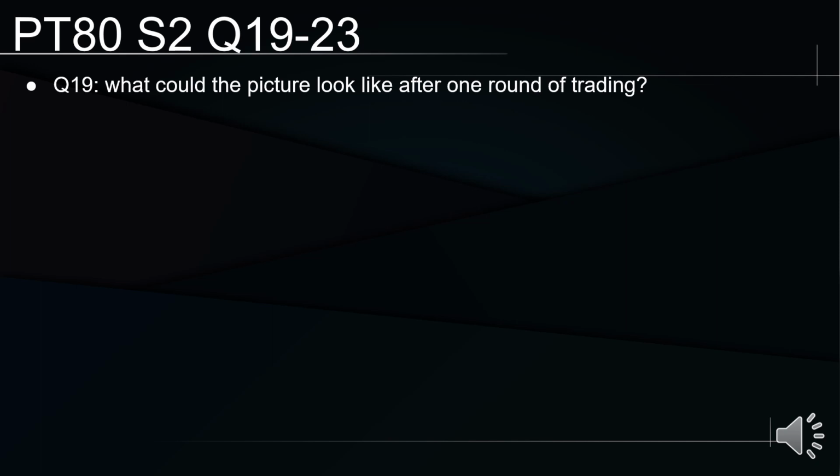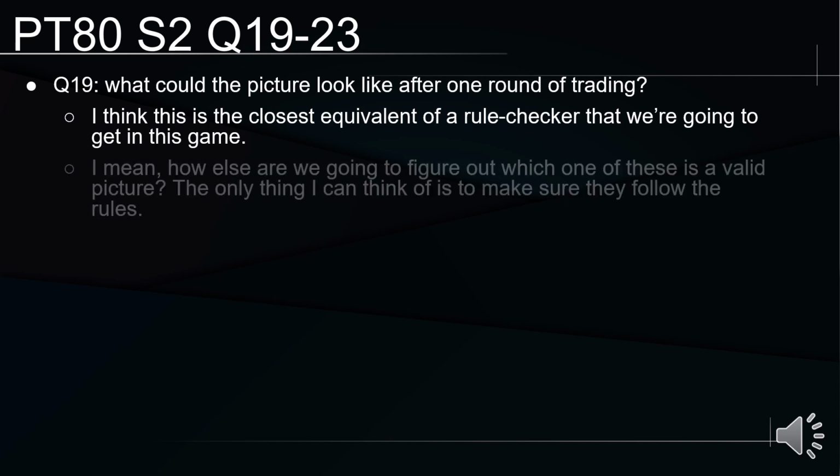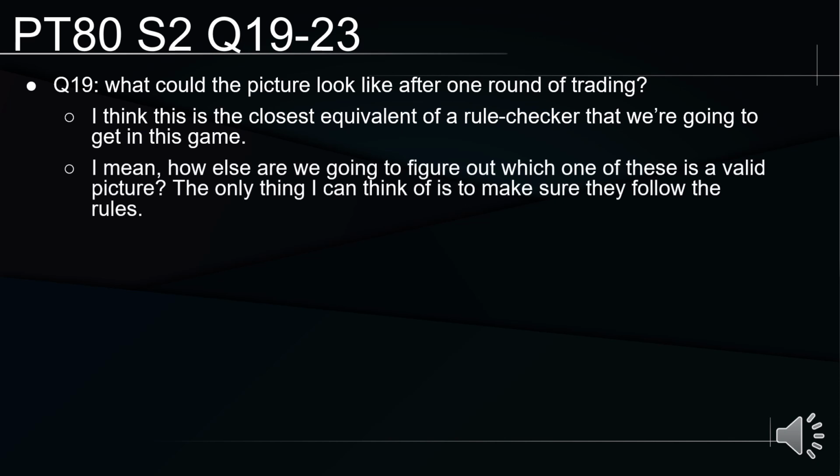So starting with question number 19. What would the picture look like after 1 round of trading? I think this is actually going to be the closest possible equivalent of a rule checker that we're going to get in this game. And of course, it being the first question also kind of lends itself to that assumption on my part. I mean, how else are we going to figure out which one of these is a valid picture, right?